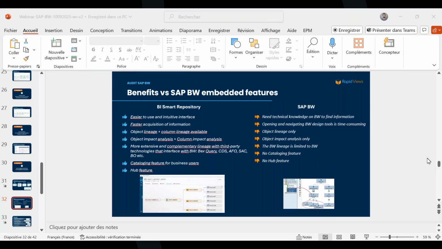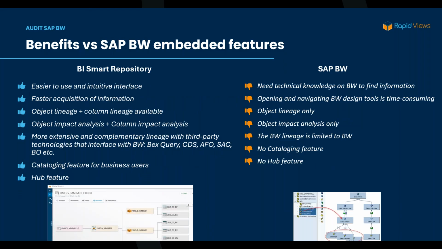So we know that there are already some audit features in BW, which is already embedded, but BI Smarter Story is easier to use and has a modern interface. You have the complete lineage on the column. You have the complete impact analysis on the column.